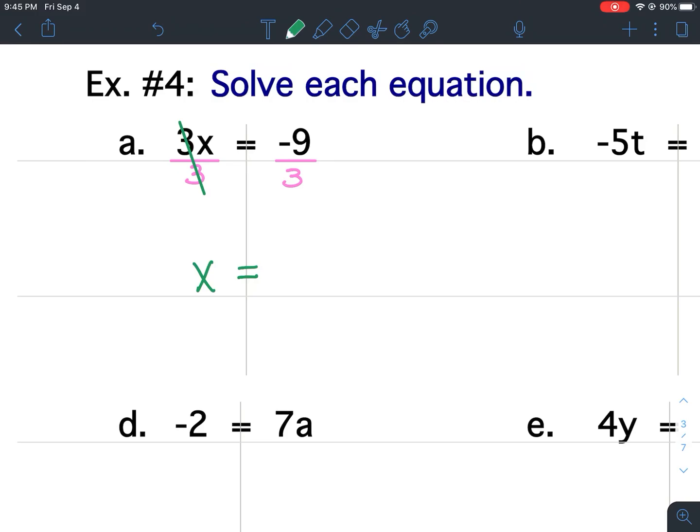Negative 9 divided by 3. 9 divided by 3 is 3. Counting the negative signs now, there's one negative sign, so that means my answer will be negative 3.